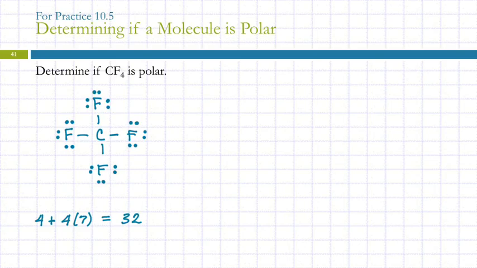So my shortcut method says, look at the central atom. Are there any lone pairs? No. The next thing is, look at the atoms that are bonded to the central atom. Are they all the same element? Yes. So we have no lone pairs, and all the elements are the same. This is a nonpolar molecule. The shape of it will be tetrahedral. It's not flat.